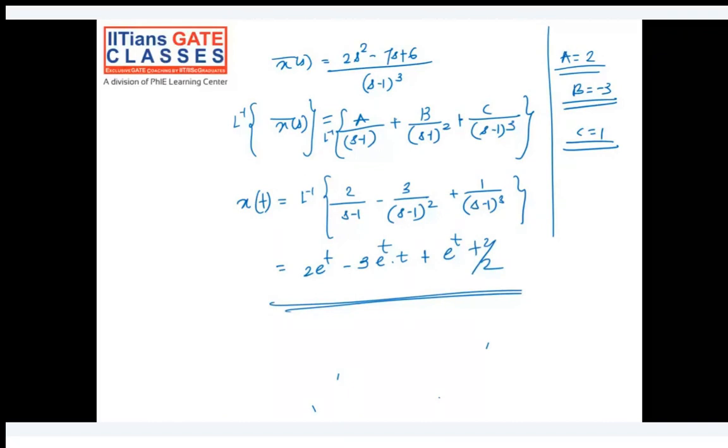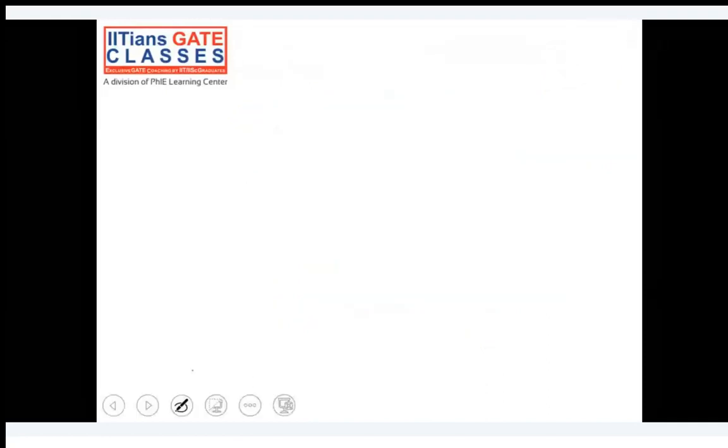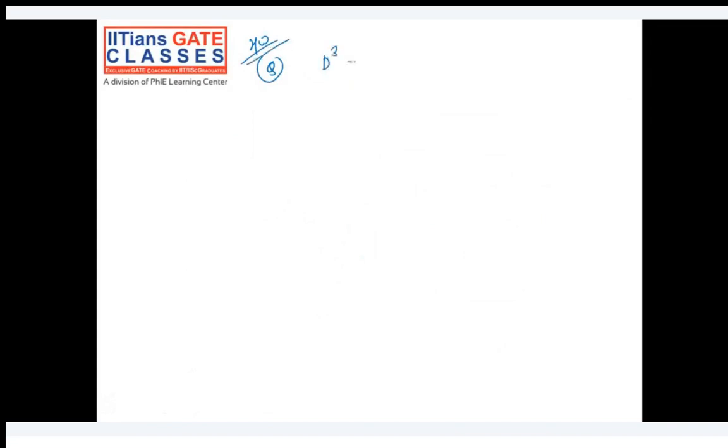One last homework question I'll give, which you try on your own, and after that we'll end our session. Write it down, the homework question. D cube minus 3d square plus 3d plus 1 times y is equal to t square e to the power t. Given that y of 0 is 0, y dash of 0 is 0, and y double dash of 0 is minus 2.